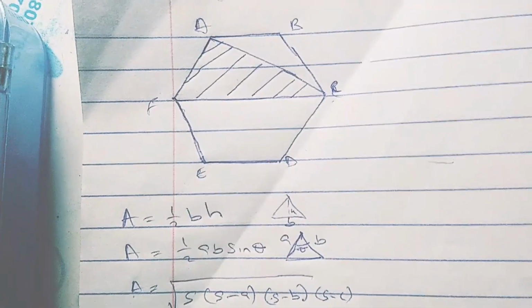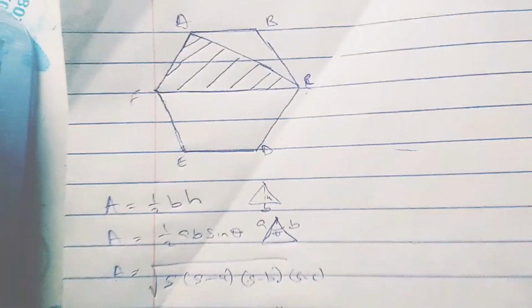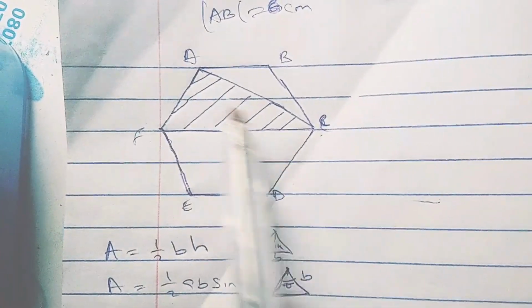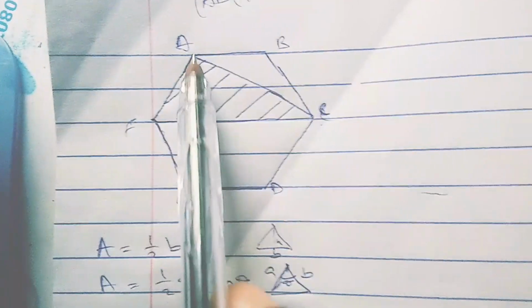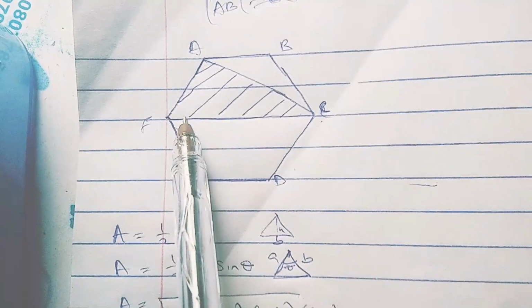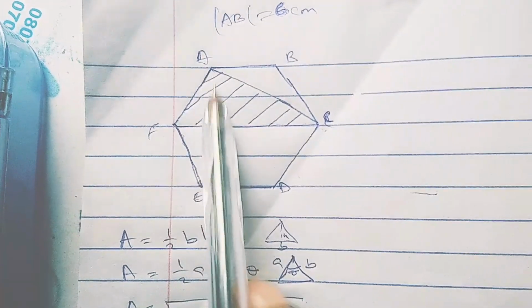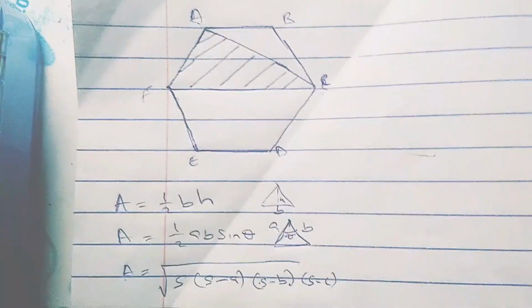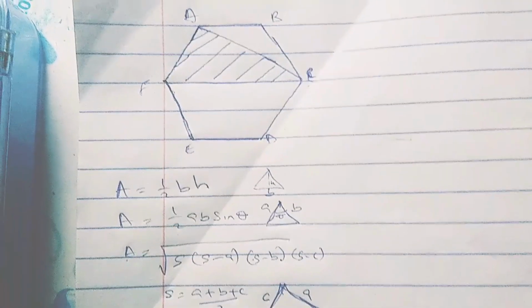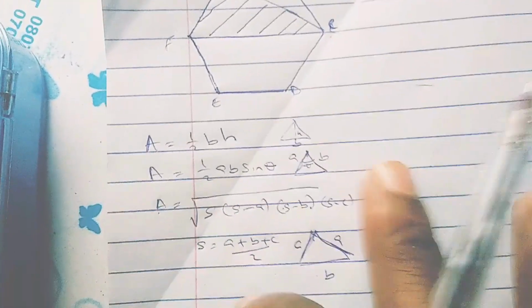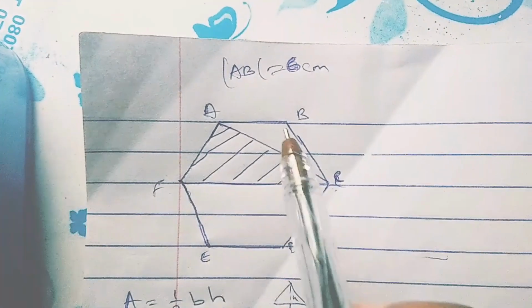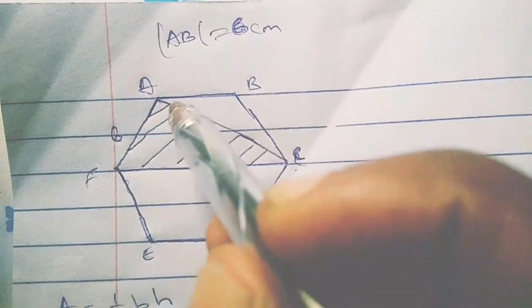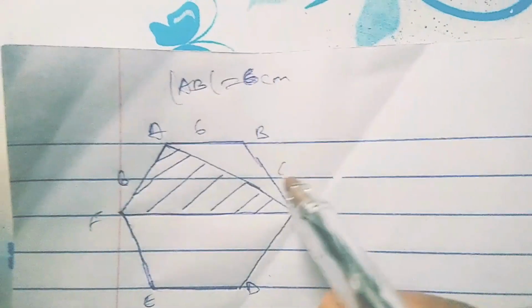Now for us to get the area of this triangle, there are many ways because each of these formulas has its own method of use. We can decide to find the three sides of the triangle, or find two sides and an angle, or find the base and the height. Any one we try to use will give us our required answer. Now, each side is 6 centimeters, so it means that AF is 6, AB is 6, and so on.